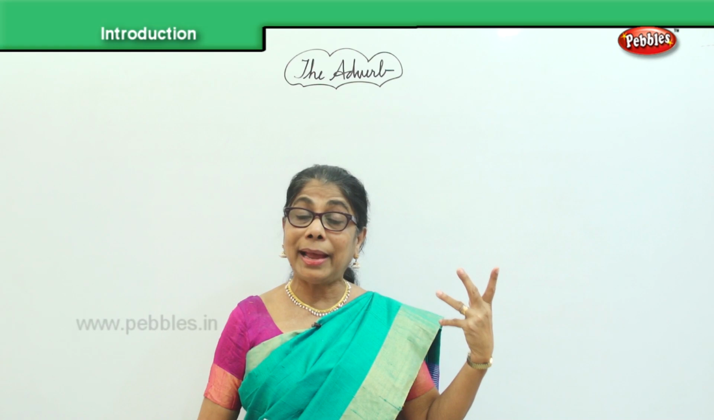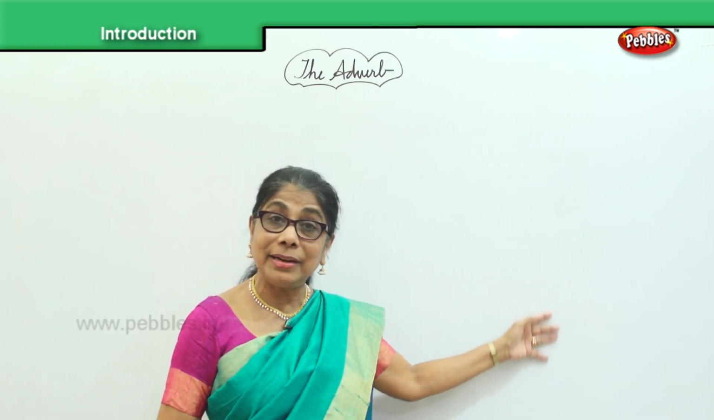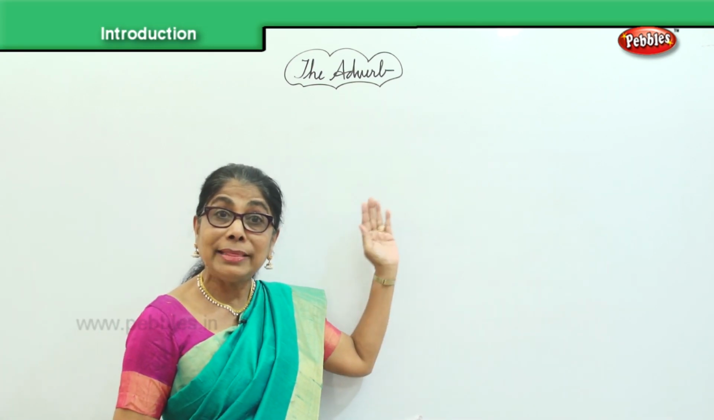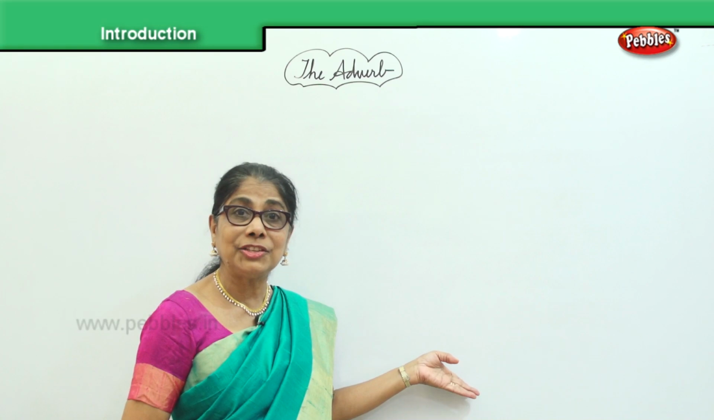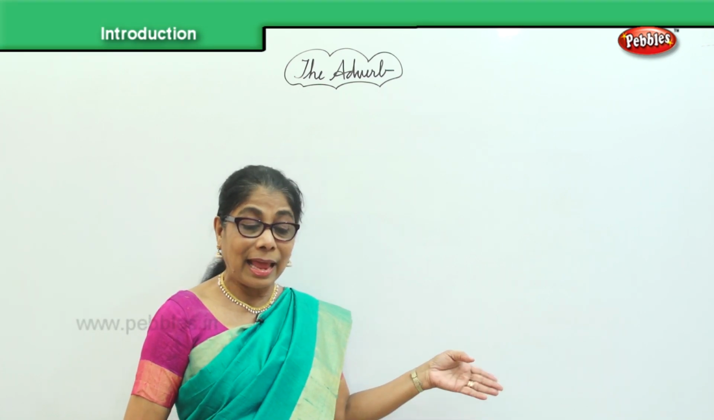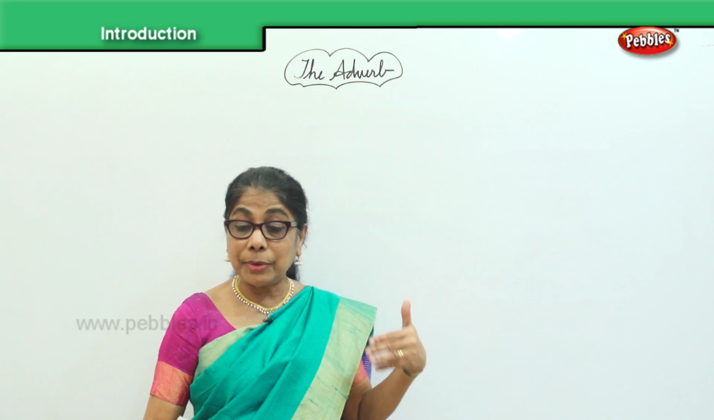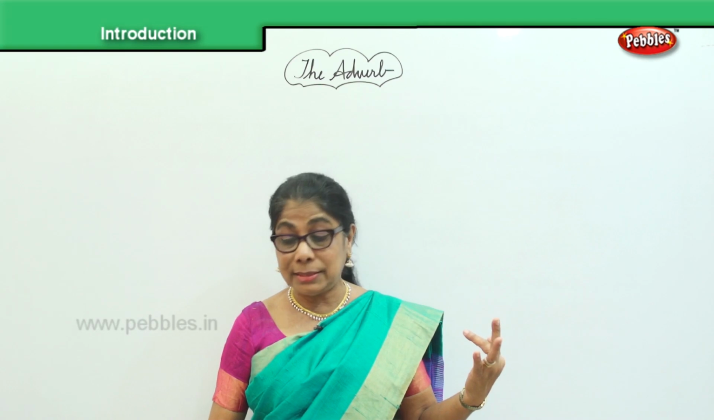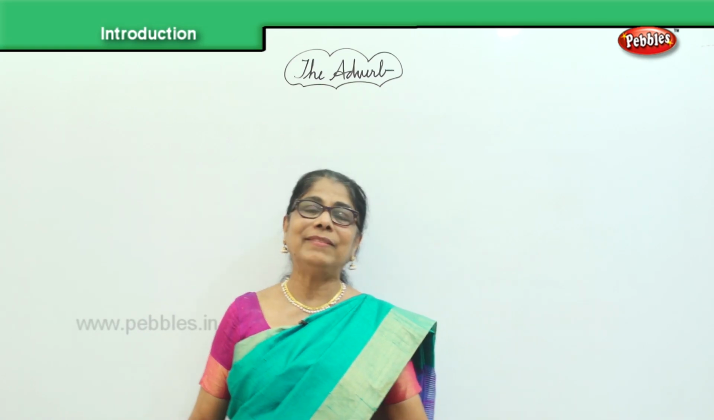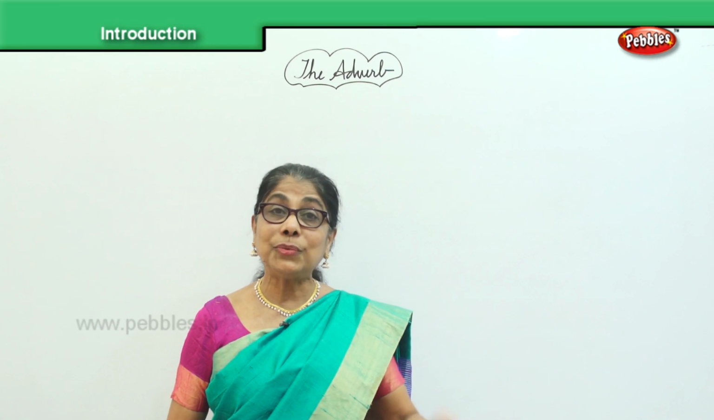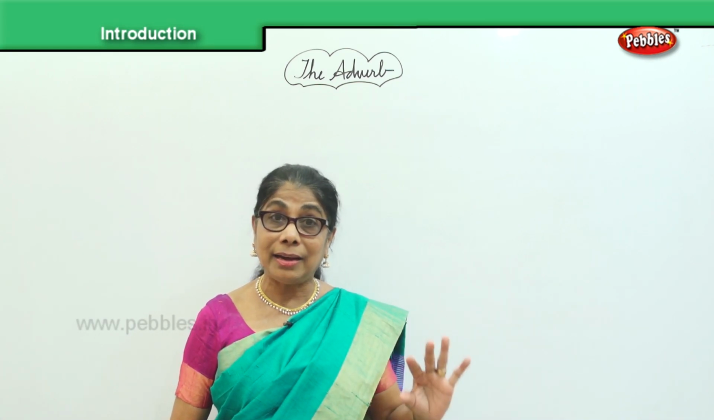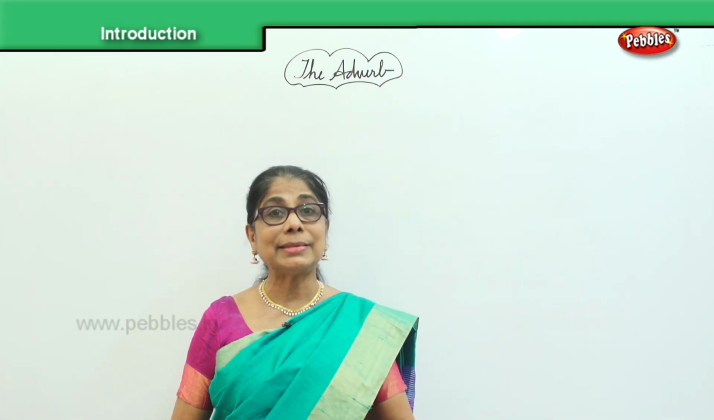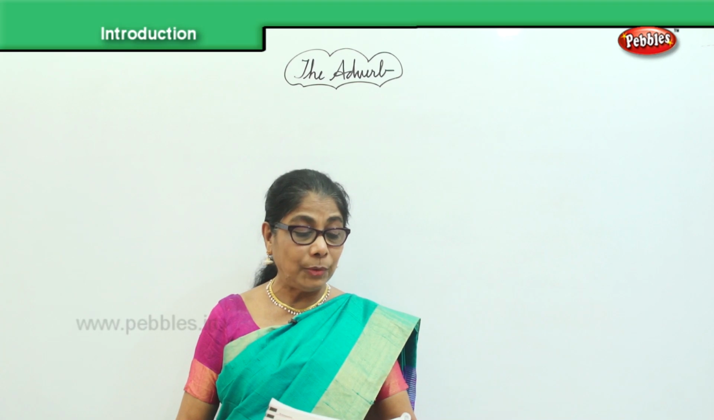Now the adverb has again 6 different kinds. So first we'll do what's an adverb, and then we will do the 6 different kinds of adverbs. They are adverbs of time, adverbs of place, adverbs of manner, adverbs of quantity. Then we have interrogative adverb. So we have 6 different kinds. First we will do an adverb, and then we will do all the kinds in detail. So what is an adverb now?